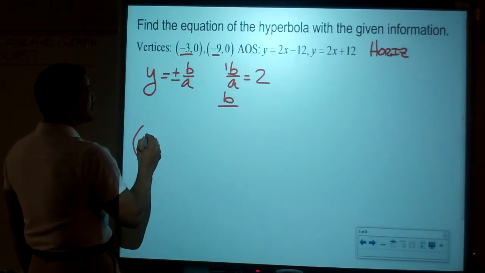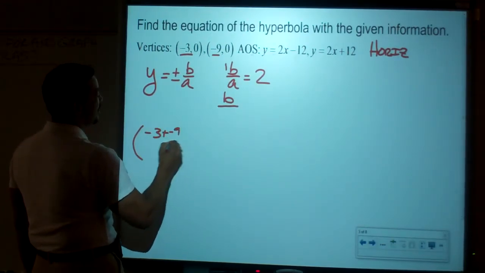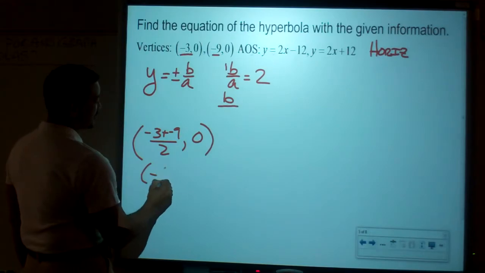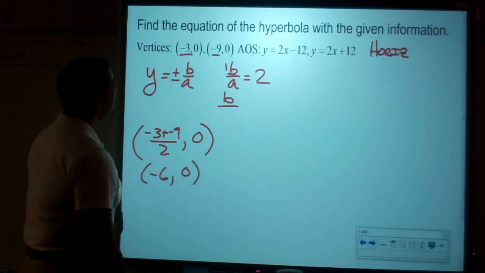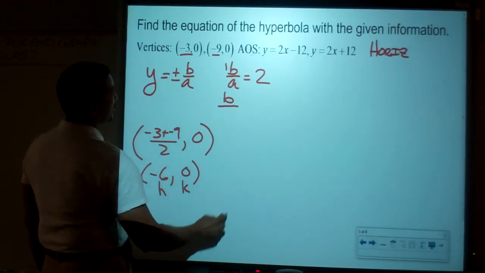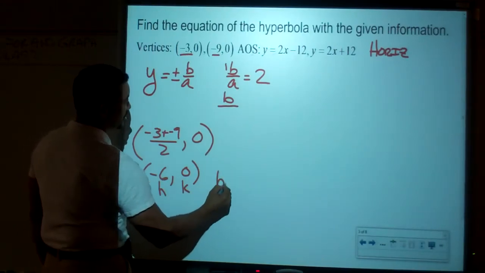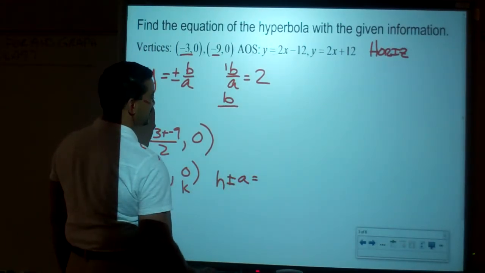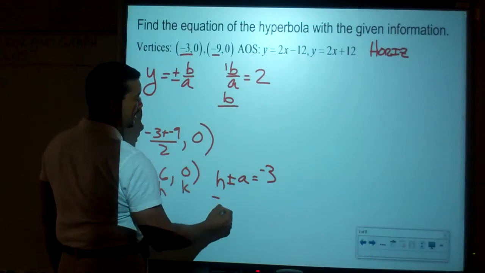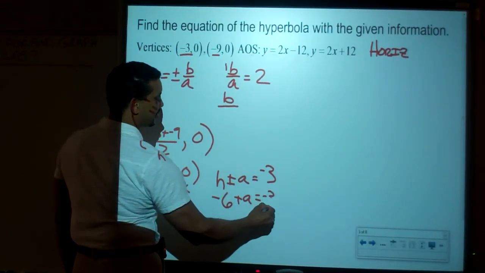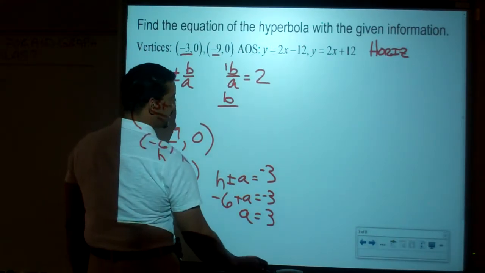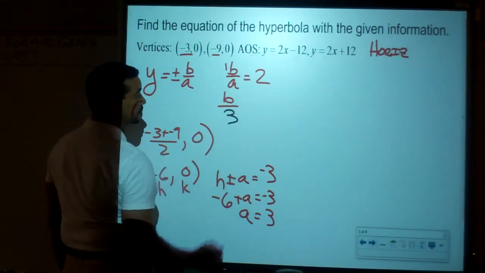Our center, negative 3 plus negative 9 over 2 and 0. So that's going to give us negative 6 and 0. That's for our h and k. So this is h, this is k. And we know that h plus or minus a has to be equal to whatever our vertex is here. So if we put that in there, we get negative 6 plus a equals negative 3, or a is going to be equal to positive 3.